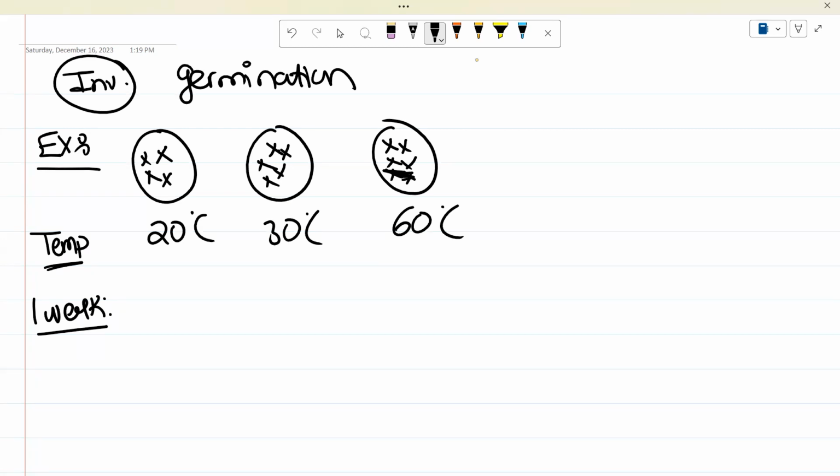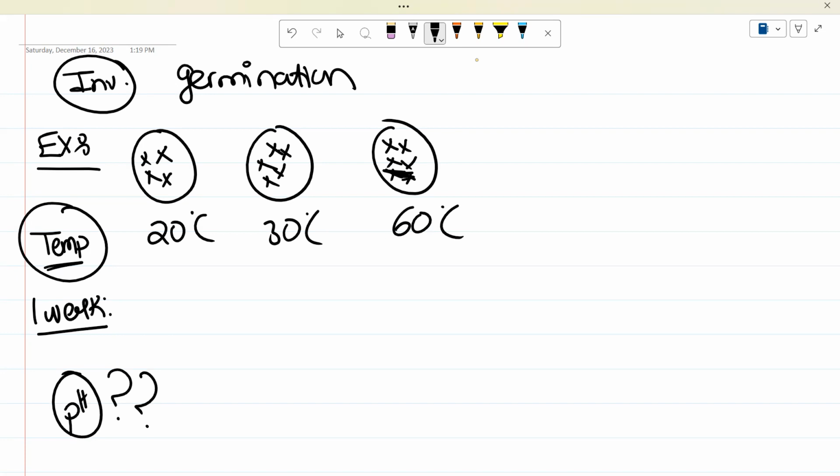Now, what will they do? They will tell you, repeat the same investigation, but don't change the temperature, change the pH. What will you do? Hello? What will you do? Use the bar. Excuse me?